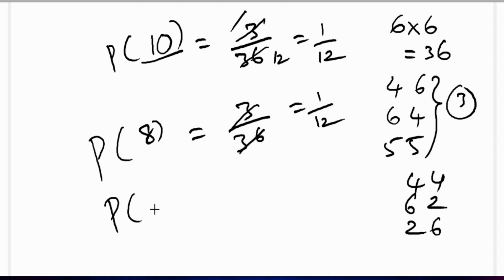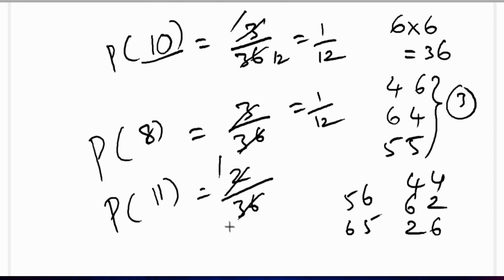Probability of getting 11. Probability of getting 11 means here is 5 and 6, and 6 and 5. Any more? No. So we will say 2 by 36, which is 1 by 18. Is it clear? So like this we can find the probability when 2 dice are thrown. Clear? Okay. Now we will see the next.